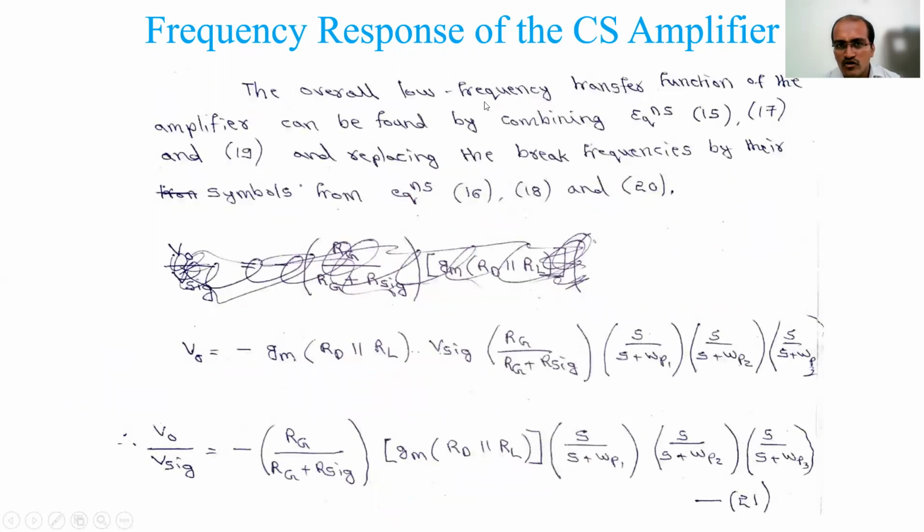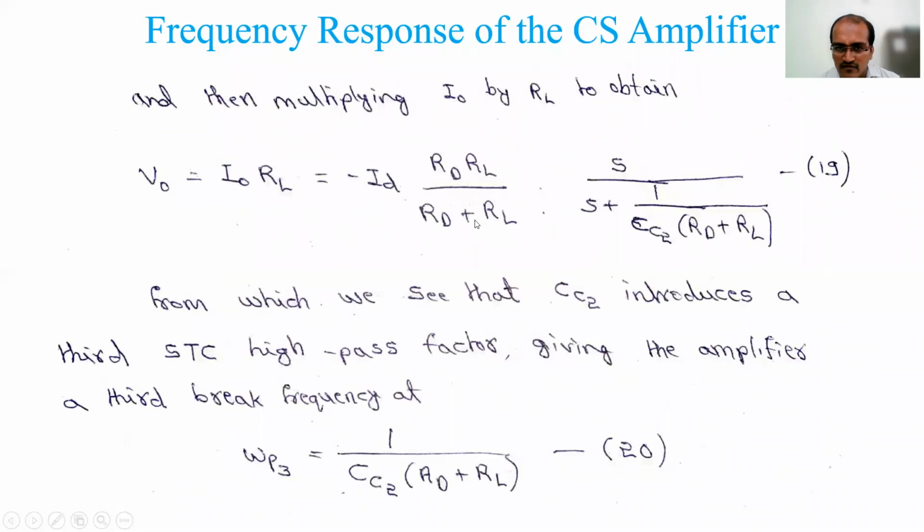Okay, the overall low frequency transfer function of the amplifier can be found by combining equations 15, 17 and 19. I told you odd numbers, right? These are the responses, and replacing the break frequencies by their symbols in equations 16, 18, 20. So what are those symbols? WP1, WP2, WP3. Okay, how we are substituting that, I will also show you. Just clearly focus on that.